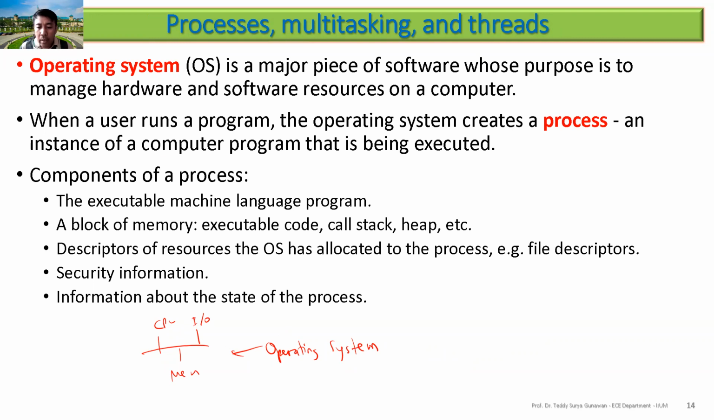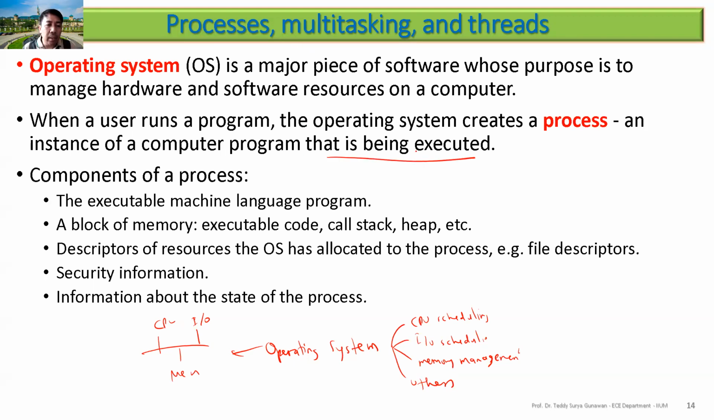It includes, let's say, CPU scheduling, I/O scheduling, and then memory management and other resource management. You have the date and time, real-time clock, and so on. So it's provided and managed by the operating system. When a user runs a program, the operating system creates a process, which is an instance of a computer program that is being executed.